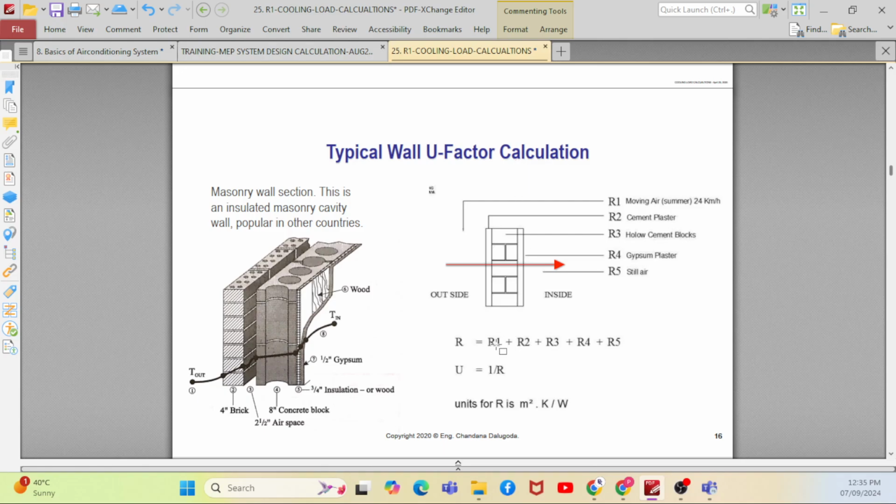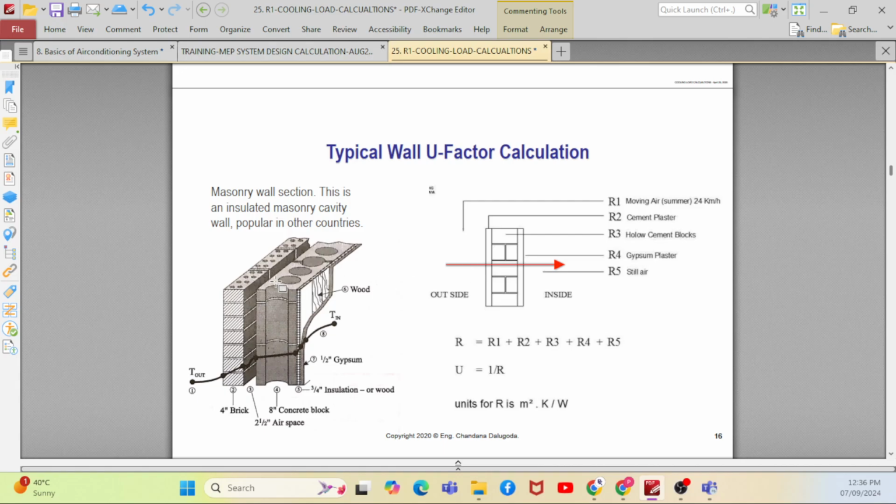In a typical wall U factor calculation, you are going to calculate R1, R2, R3, R4, R5. R1 is the moving air, R2 is the cement plaster, and R3 is the hollow cement blocks. Each material has a resistance value, in meter square Kelvin per watt, so you can calculate the resistance of that particular material. If you go to Dubai Municipality, there is a schedule given for each and every material, which I have also attached in my folder.